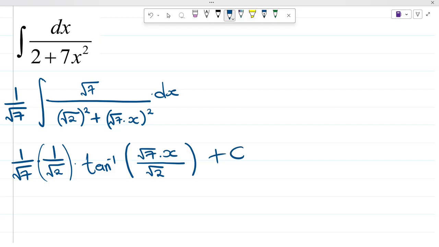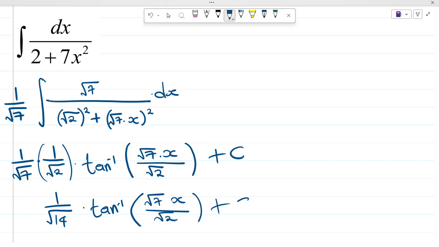And then what is this? So 1 over square root of 7 multiplied by this 1 over square root of 2. This is going to be the 1 multiplied by square root of 14. So when we have two square roots multiplying each other, you just multiply the thing inside and then you put 1 square root. So it's going to be 1 over square root of 14 tan inverse of square root of 7 multiplied by x over square root of 2, then plus c. Ta-da! You have your answer there.